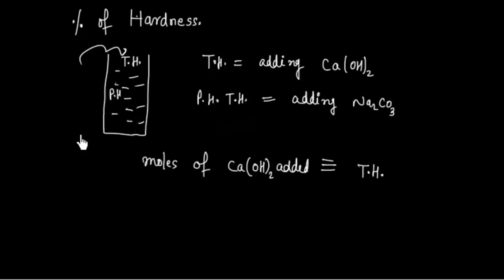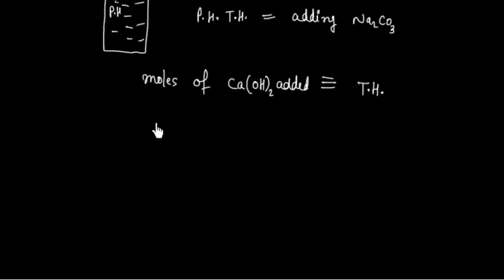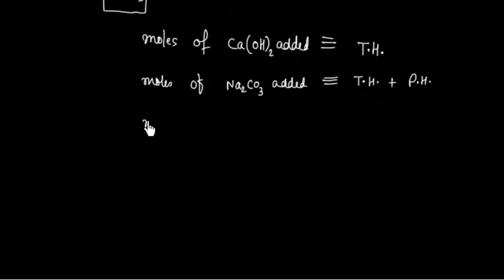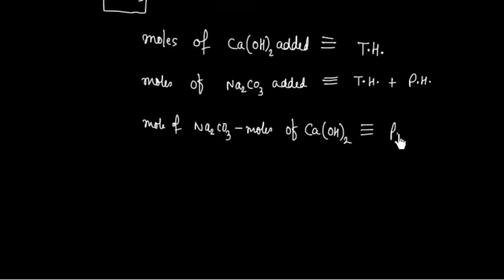If I take another sample of the same water and we add Na2CO3, we can say moles of baking soda, that is Na2CO3 added, is related to temporary hardness plus permanent hardness. So from here we can calculate moles of Na2CO3 minus moles of calcium hydroxide, Ca(OH)2. This is related to permanent hardness.